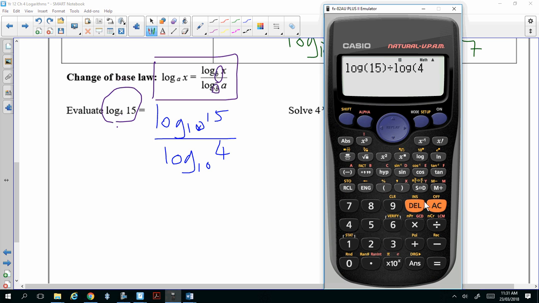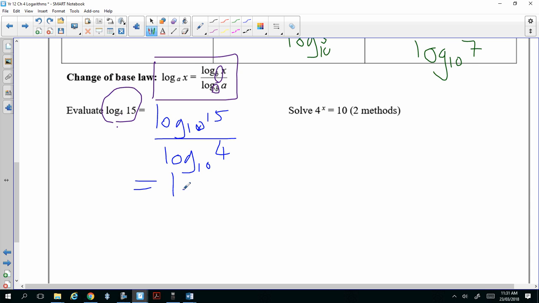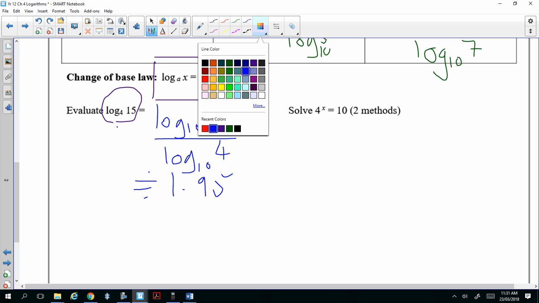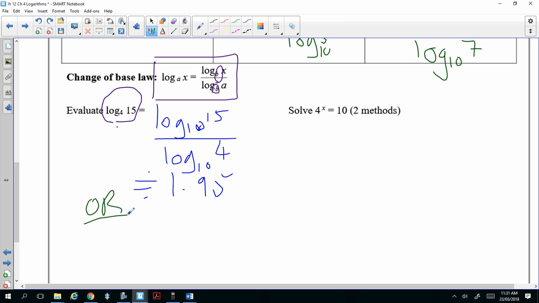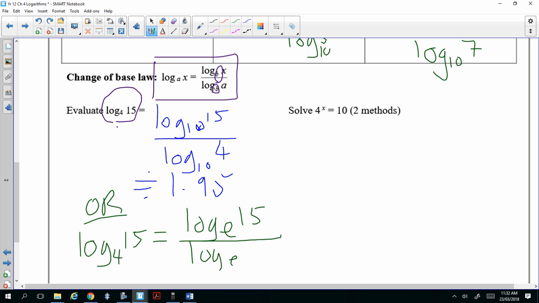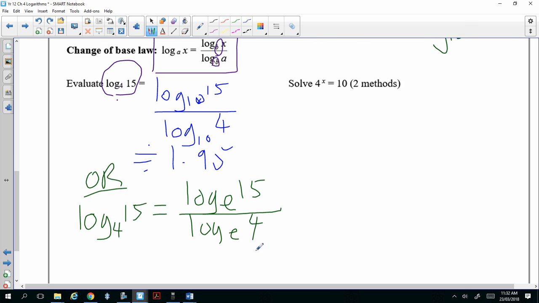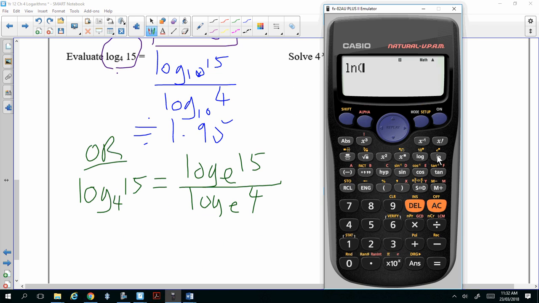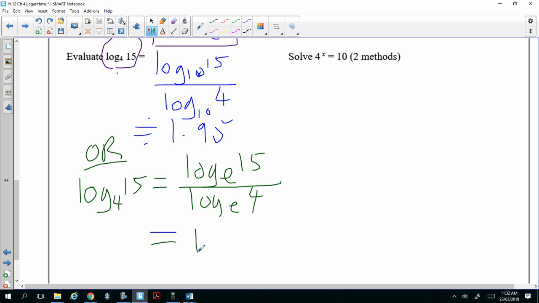1.95. You can change to base 10, or you can change it to base e. Let's see if it gives us the same answer. So if I do log base 4 of 15, I could write that as log base e of 15 over log base e of 4. Okay? So you can just press the button, ln 15. Close bracket, divide by ln 4. Right? You get the same answer. So you can use log or ln. So you get 1.95 as well. So it doesn't matter which base you use.